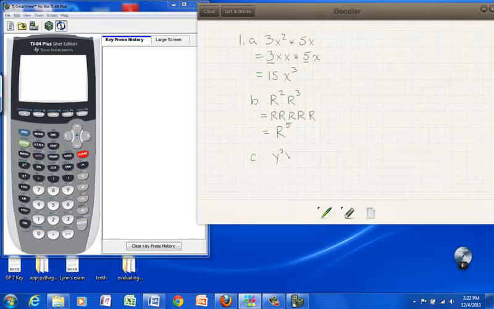Y to the 3rd times y to the 4th. One of the things I find when I'm grading students' papers is this y in the middle is often ignored because there's no power on it. I'm going to write this in expanded notation. Y to the 3rd is y times y times y.